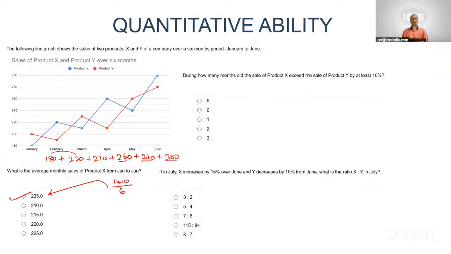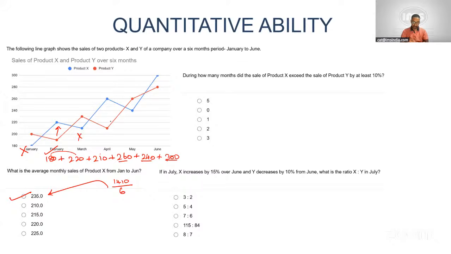Okay, I was anyway midway over here. During how many months did the sale of product X exceed the sale of product Y by at least 10%? 180 to 200, 20 out of 180 is a yes. Oh no, sorry. I think X is smaller here, so January is a no. I'm sorry, I think I made a mistake earlier. X should be higher than Y, only then it counts. So Feb, yes. 190 to 220, definitely yes.